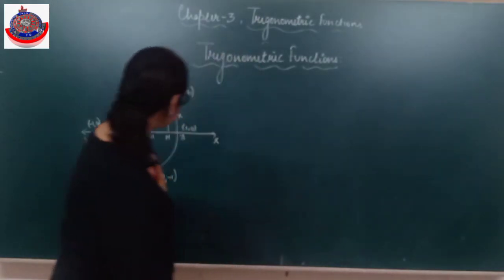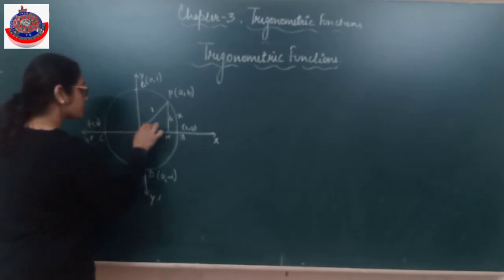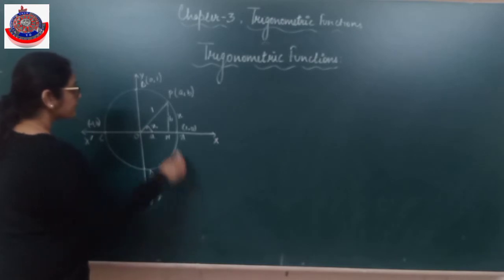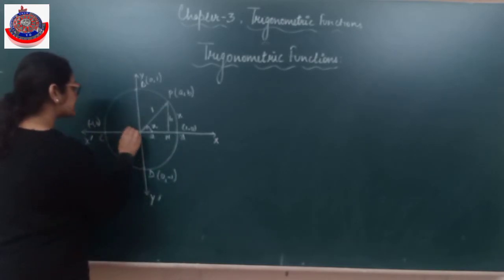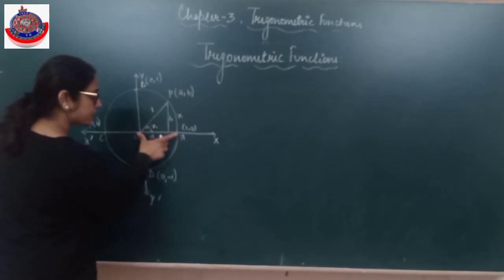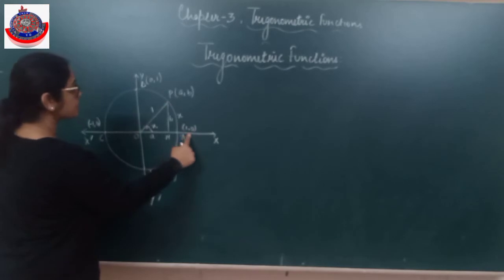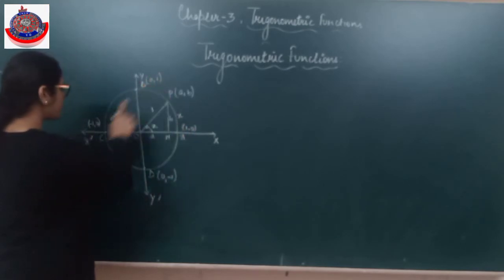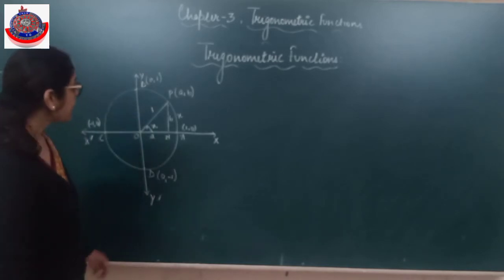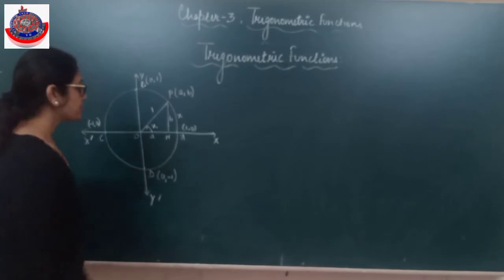For that, what I have taken is a circle with radius 1 unit. If the radius is 1 unit and the center is at the origin, so that means if I talk about this point, this radius is 1. So this point A is (1, 0). As it is on the x-axis, the y coordinate would be 0. B would be (0, 1). C would be (-1, 0). And D would be (0, -1). Clear?